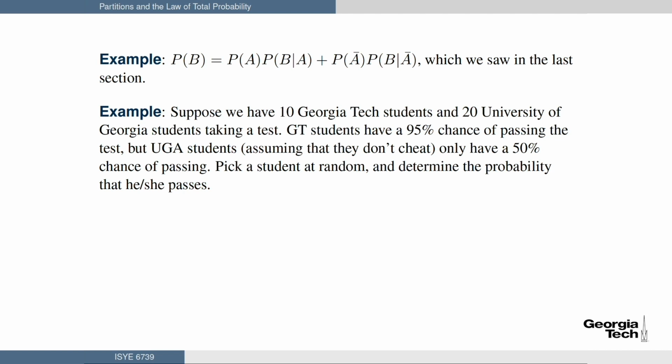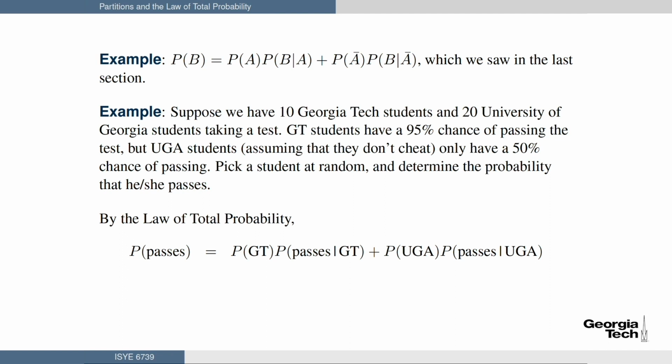test. The Tech students have a 95% chance of passing the test, but the UGA students, at least assuming they don't cheat, only have a 50% chance of passing. Again, not a surprise. Let's pick a student at random and determine the probability that he or she passes. By the law of total probability, the probability that the random student passes, this is just by the example at the top of the page, equals the probability that you're Georgia Tech times the probability that you pass given Georgia Tech plus the probability that you're UGA times the probability that you pass given that you're UGA.